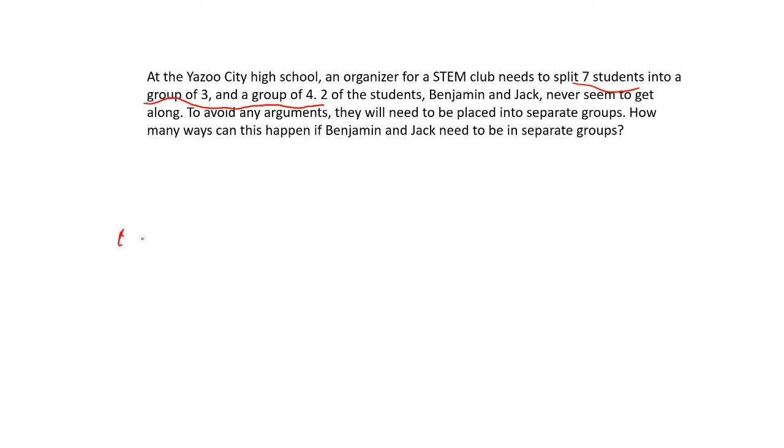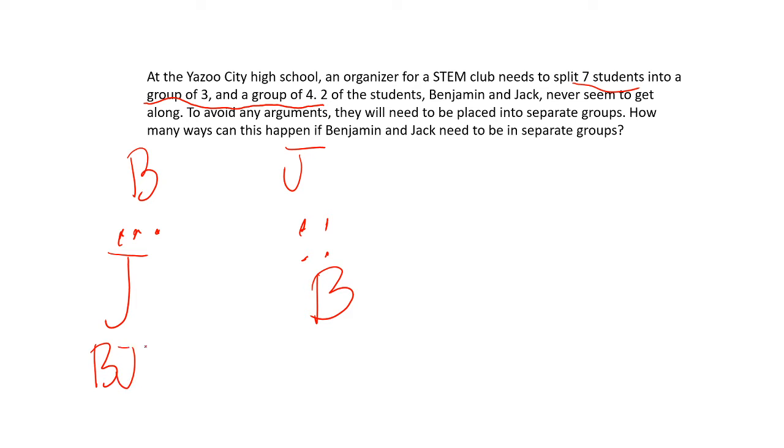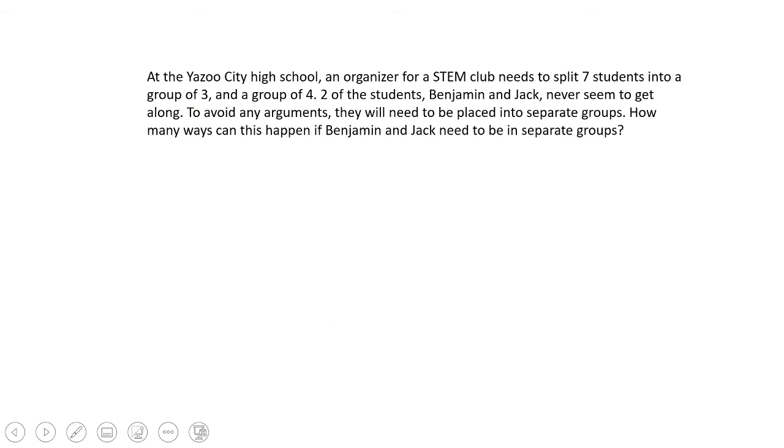So we have a group of 3 and a group of 4. And Ben and Jack have to be in separate groups. So we can have B, J, and then we can have Jack over here and Ben over here. But what we can't have is B, J, and J, B. We can't have that. But these are essentially the same thing because order doesn't matter, so that's not allowed. But obviously you can play around with all of that.